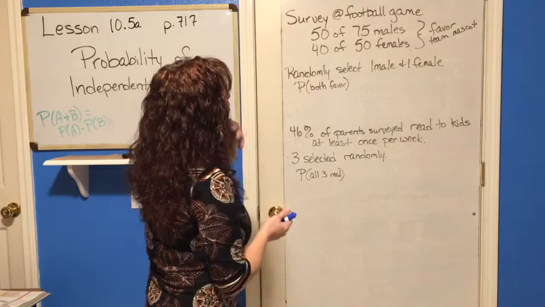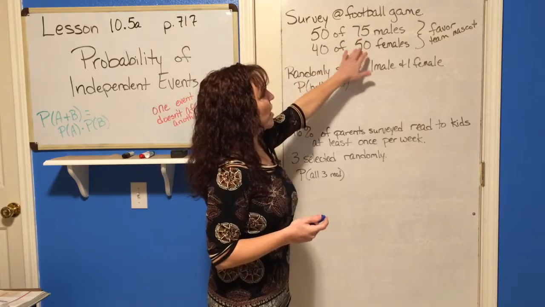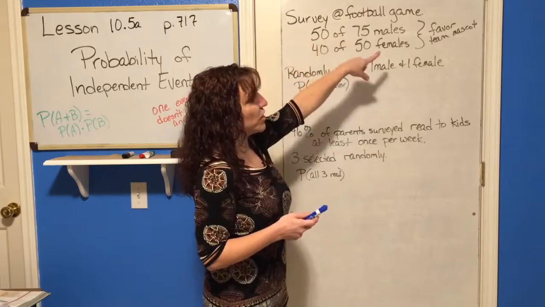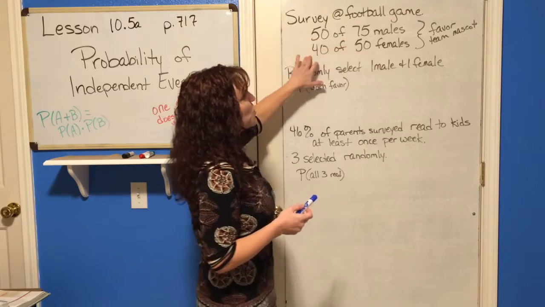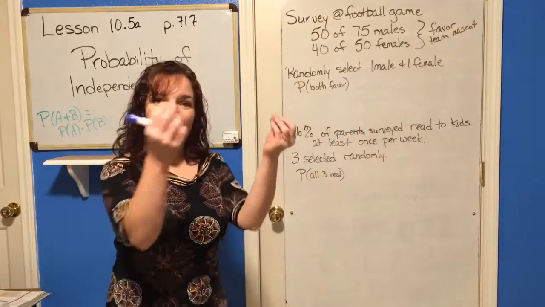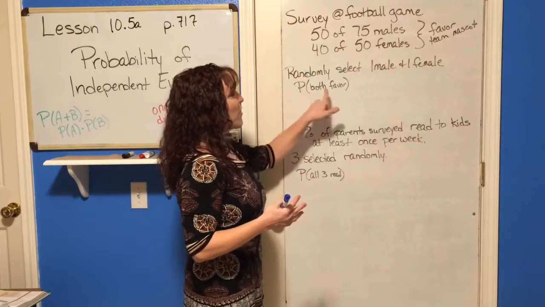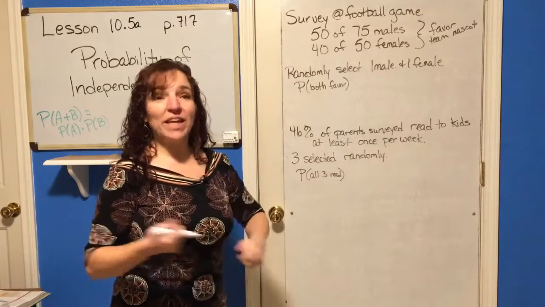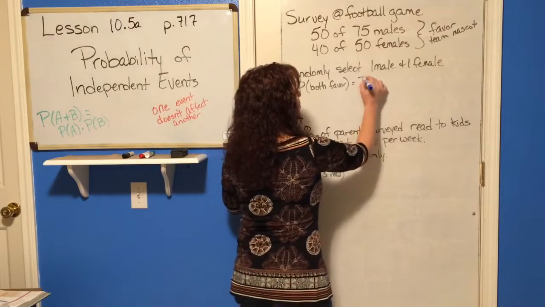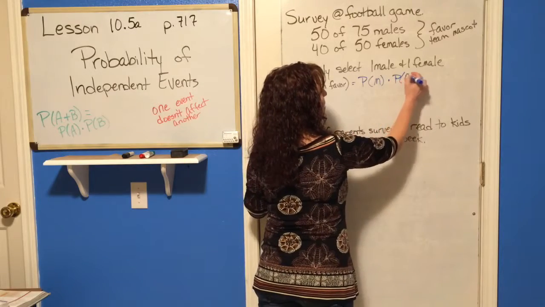If we take a survey of students at a football game, and we survey 75 males and 50 females. Of the 75 males, 50 of them are in favor of the team mascot, and of the 50 females, 40 of them are in favor of the team mascot. Now, if I were to randomly select out of the stands one male and one female, what is the probability that both of those people will be in favor of the team mascot? Well, what we're going to have to do is the probability that the male is in favor times the probability that the female is in favor.